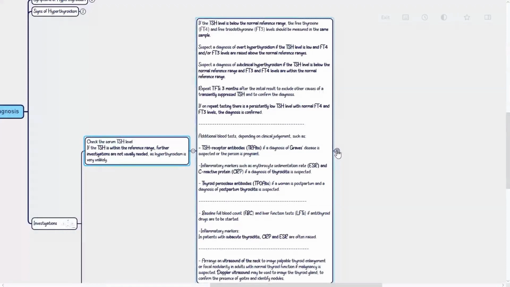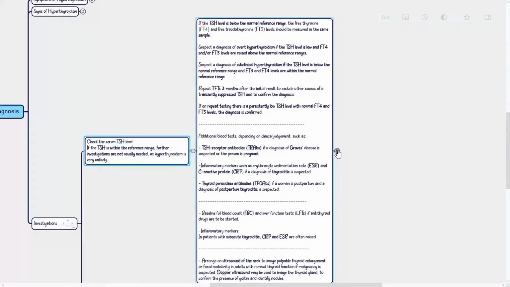If on repeat testing there is a persistently low TSH level with normal FT4 and FT3 levels, the diagnosis is confirmed. Additional blood tests, depending on clinical judgment, such as TSH receptor antibodies, TRAbs, if a diagnosis of Graves' disease is suspected or the person is pregnant, have been shown to have a sensitivity of 98% and a specificity of 99%.